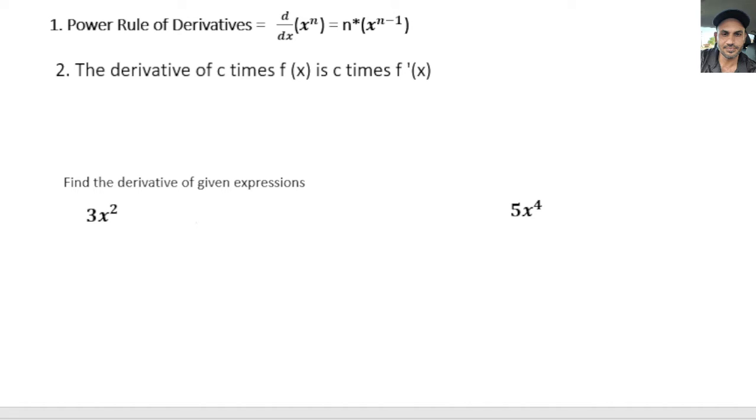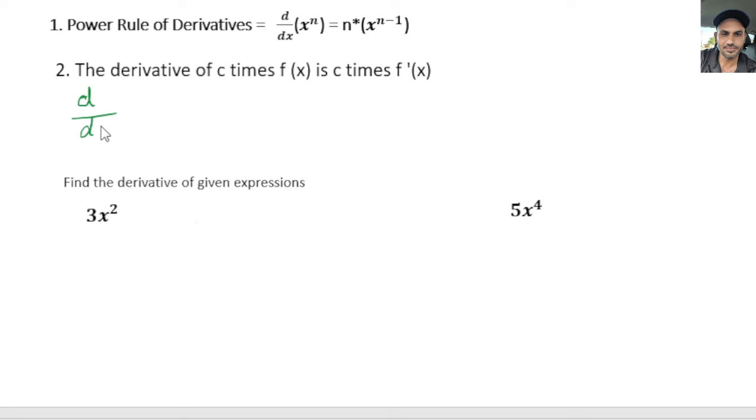So the first one is that if we have a basic polynomial like this, an nth degree polynomial, the way we take the derivative, we take the exponent and bring it to the front, make it a coefficient, so this n becomes a multiplier, so n times x to the n minus 1, and we subtract 1 from the polynomial degree. So I'm going to write it down and work it out.